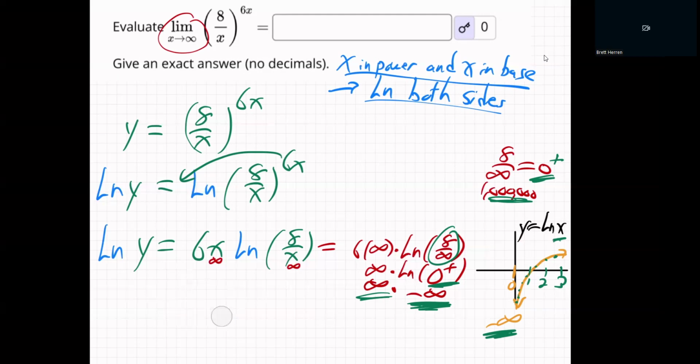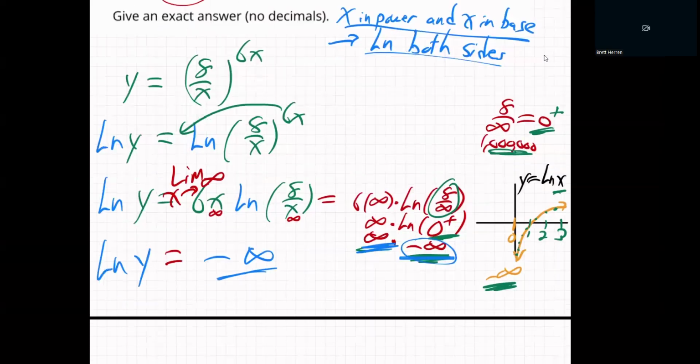So as I sneak in here, I'll just put the limit right here since I just did it. Limit as x goes to infinity. This is going to come out negative infinity because it ended up being infinity times negative infinity. There's nothing indeterminate or unclear about that. For sure, infinity times infinity is infinity. And then one of them is negative, so it's negative infinity. Now, careful, we're not done. It's still ln y on the left side.